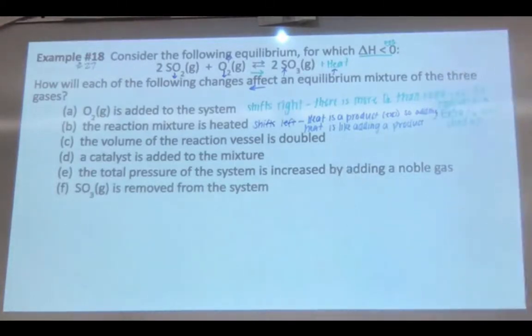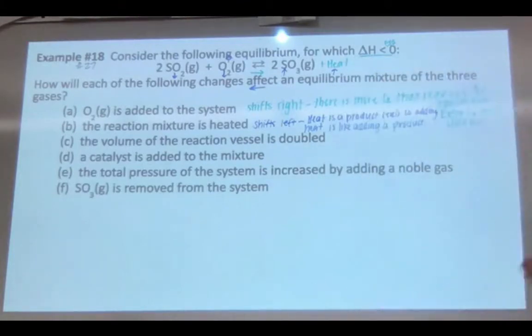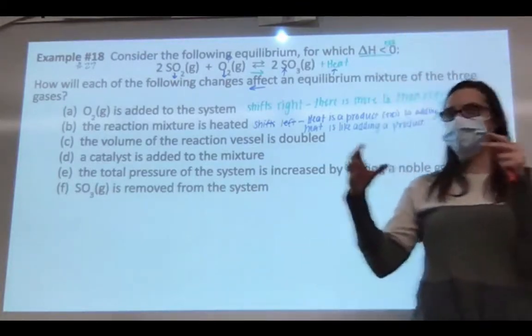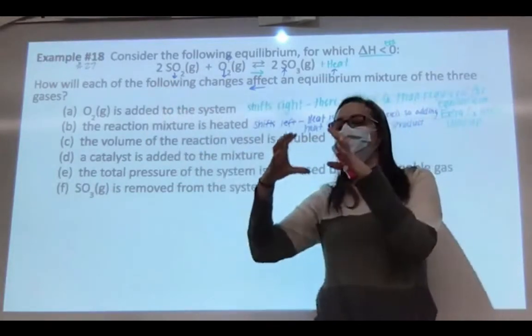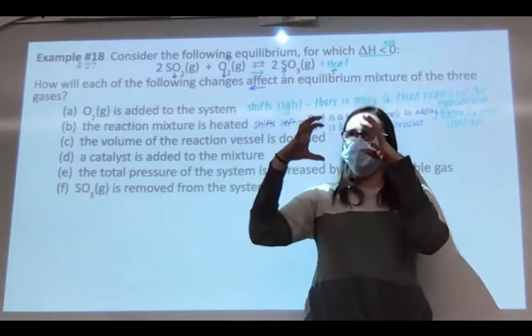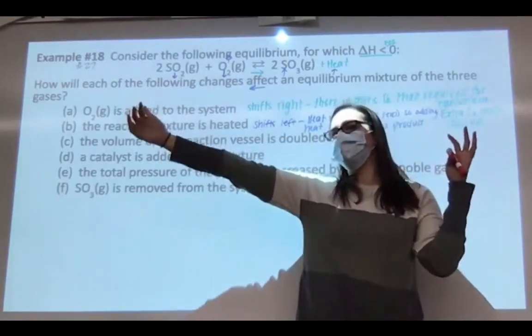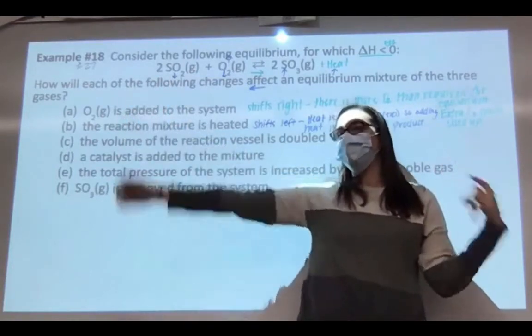Now part C, this is one that you might look and you're like, okay, well, how is this going to affect equilibrium? Well, the volume of the reaction vessel is doubled. So if you are doubling the size of the container, so you're going from maybe a smaller container to a big container. When you double the volume, what are you doing to the number of collisions inside the container if you make the container bigger? You're decreasing them.